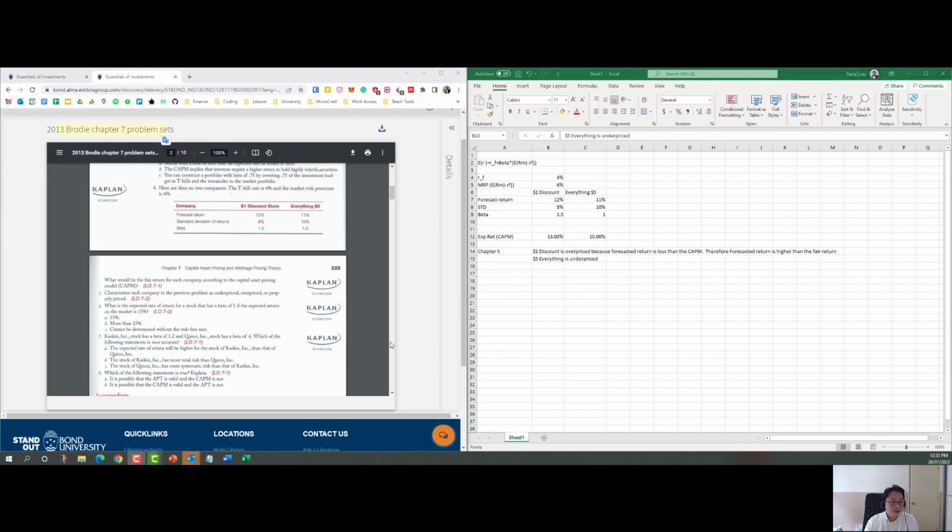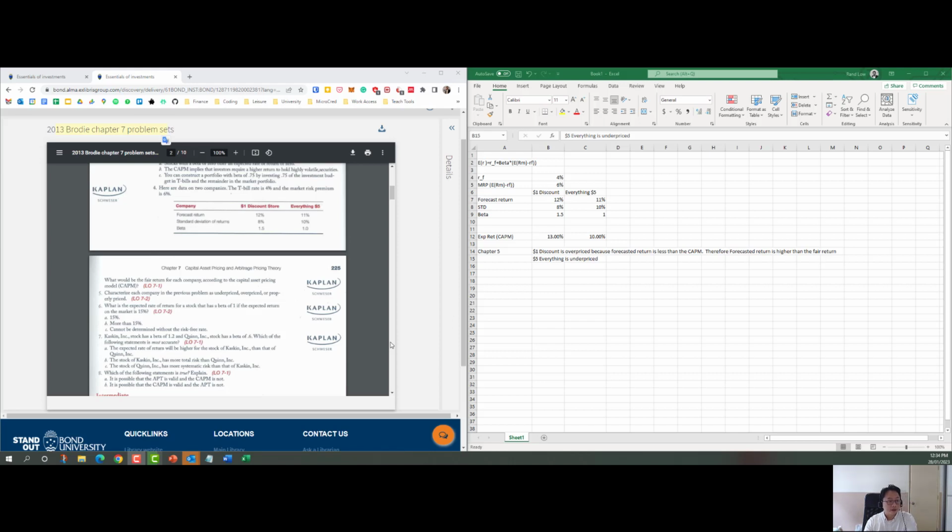The betas don't really tell us anything about total risk. They also don't tell us anything about idiosyncratic risk. They only tell us about systematic risk. So when we look at these three statements, the expected rate of return will be higher for the stock of Koskin than that of Quinn. So we can say that that is true, because Koskin has a much higher beta.